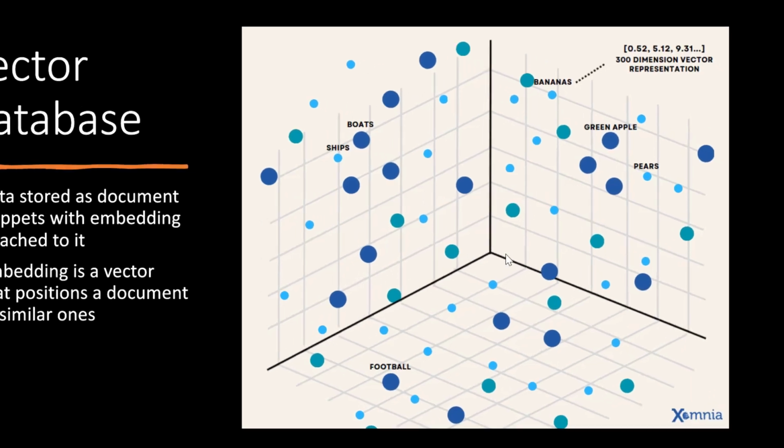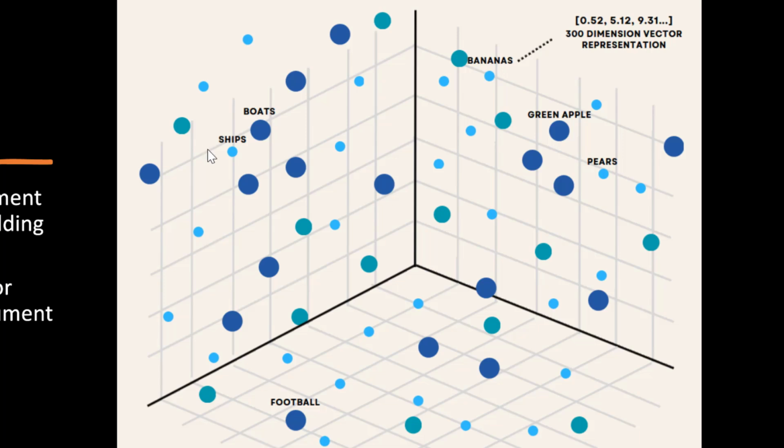This is a simple example here. Ships and boats are coupled. Football is separate. Bananas, green peas, apples, pears are grouped because all of them are food. This is something related to the sea, and this is not related to any of these. So basically a vector database groups similar information in a multi-dimensional space, and the position of the document snippet in that multi-dimensional space is called an embedding.